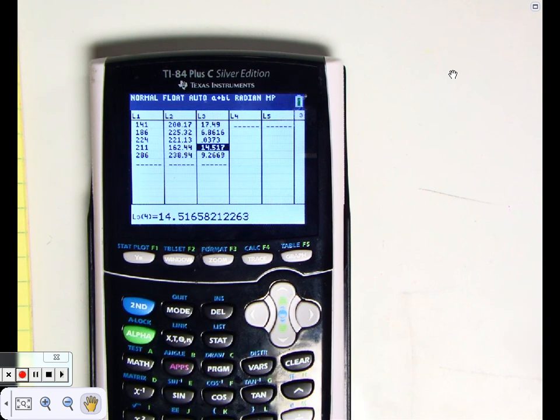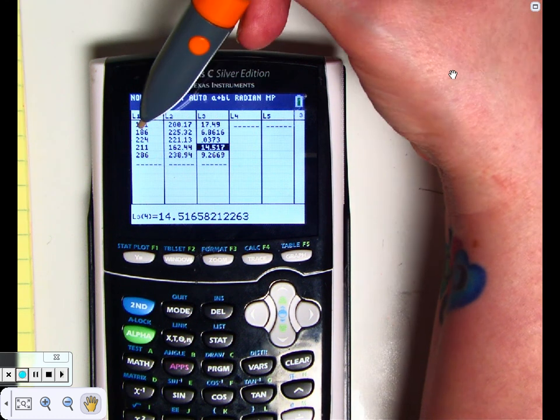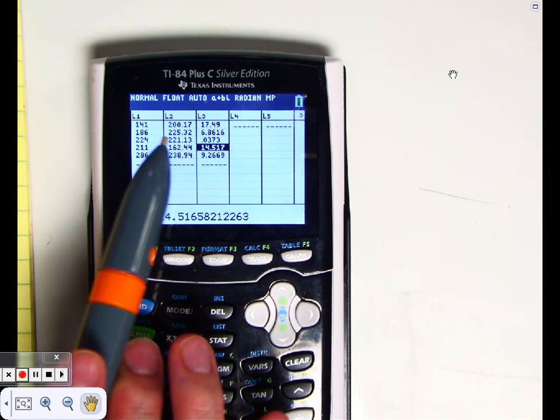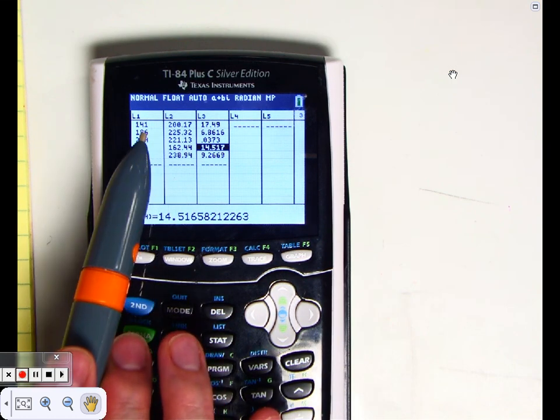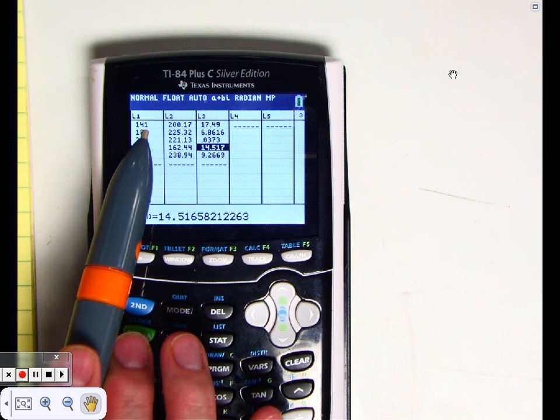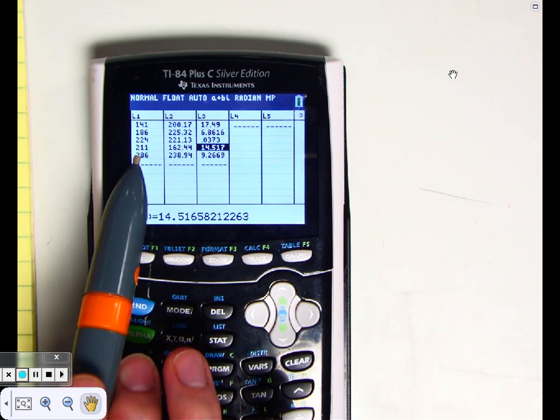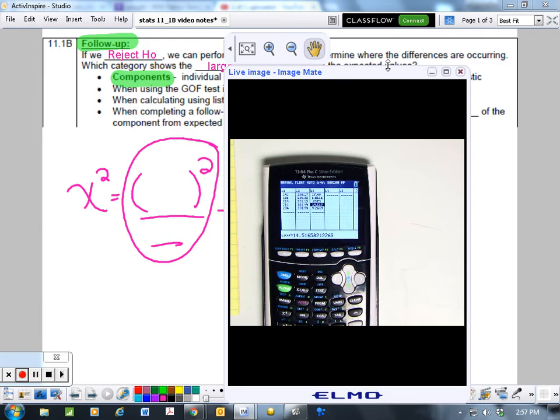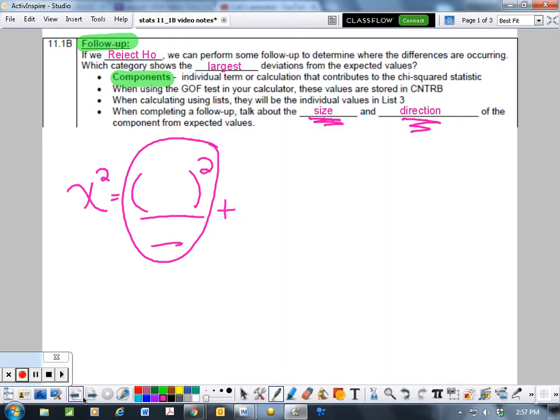The next question is what direction? Going back to those original values, we're seeing fewer people in their 20s in this grouping, and down here, we're seeing more people in their 50s than we expected. And so that's our follow-up: where are those differences occurring? We're going to do the same thing in our next test. We're going to do our test, and then we're going to do a little bit of a follow-up.